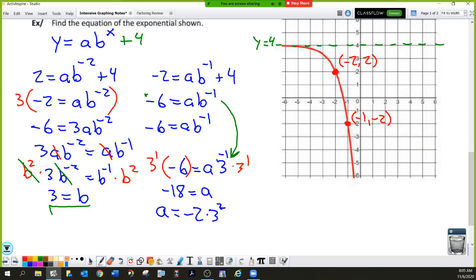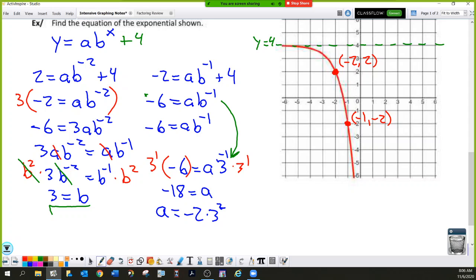Could we just leave it as negative 18 times 3 to the x plus 4? We could, but that is not what it's going to look like on the test. It's going to look more like that thing that we saw up at the top where I taught you to graph it. It's going to look like that, a nice small a value.